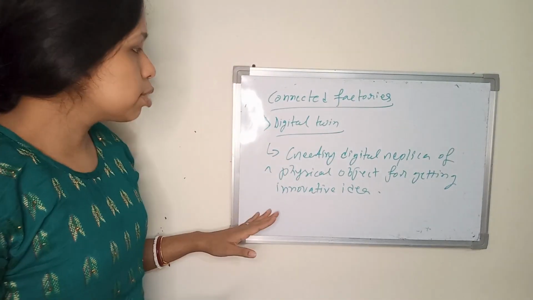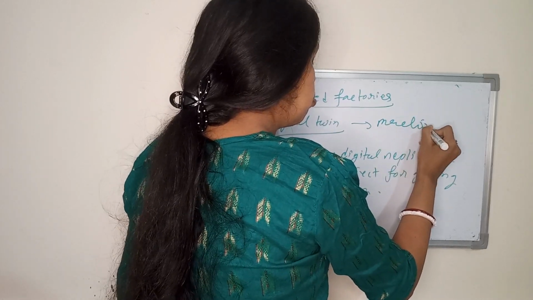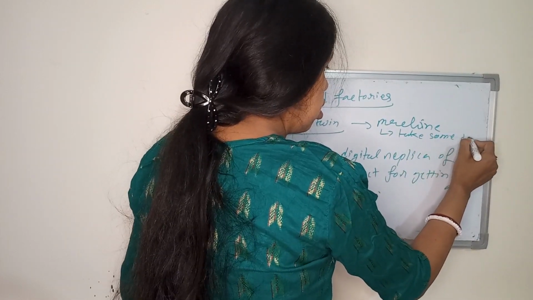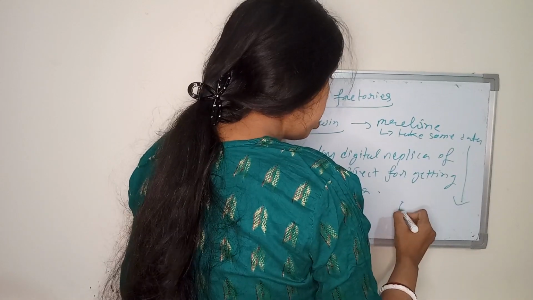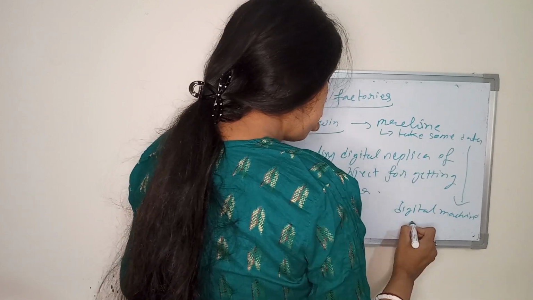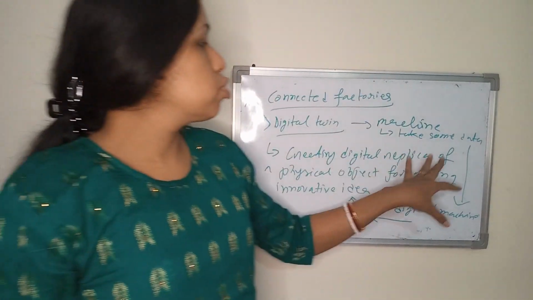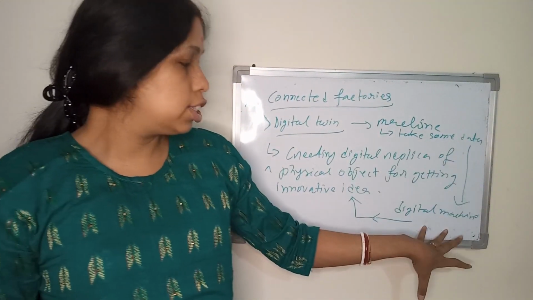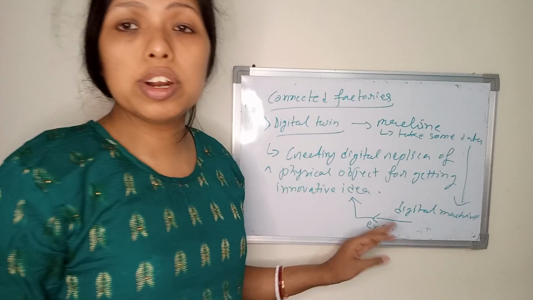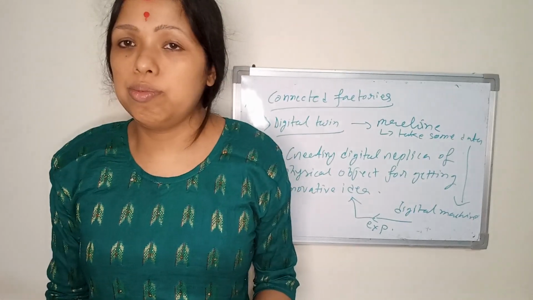Suppose the machine, you take some data from the machine, which will be applied to the digital machine for getting some idea. From the machine you are taking some data, and those data you are applying on the digital machine for getting some idea. You are doing some experiments, and after that you will get some idea. So this is the digital twin. I hope it is clear for all of you.